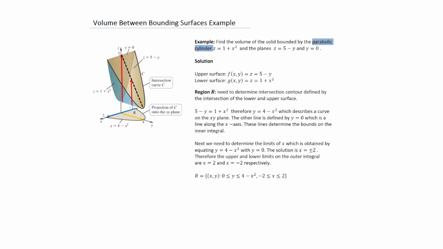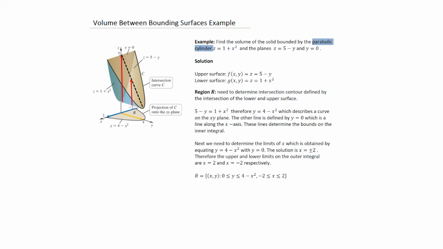All right, so let's take an example. This is a volume between bounding surfaces. The problem asks you to find the volume of the solid bounded by the parabolic cylinder, z equals 1 plus x squared, and the plane z equals 5 minus y and y equals 0. So if we look at it from a picture point of view, the first thing we need to do is to sketch it.